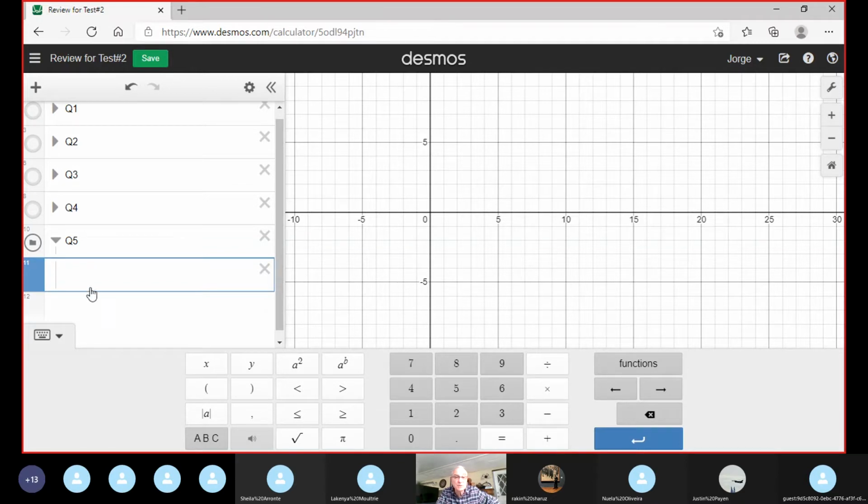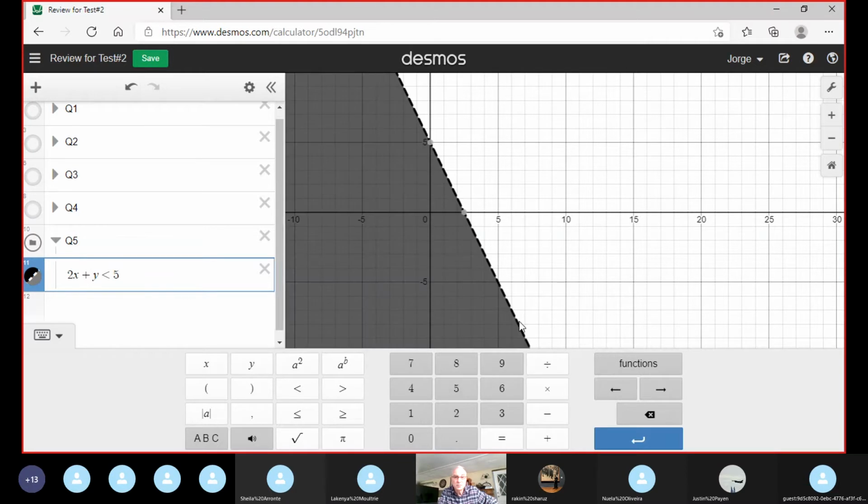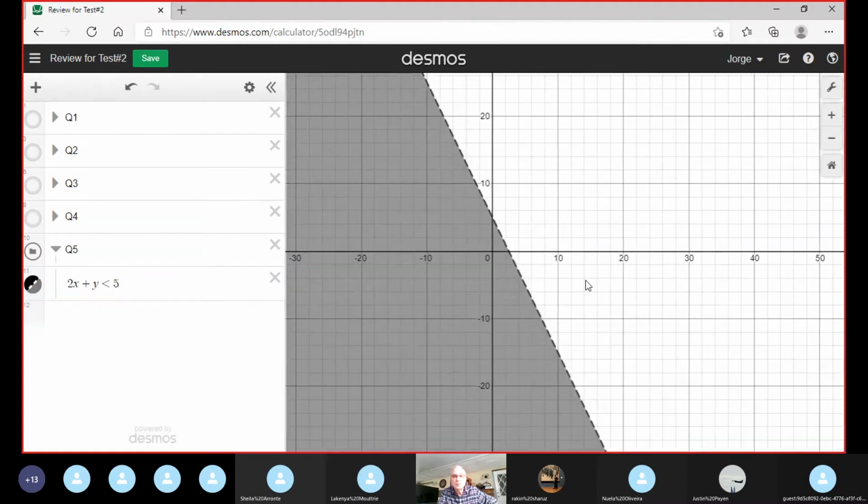And the inequality is 2x, the first one. You copy exactly the same. No isolating y, nothing. 2x plus y less than 5. Boom. Something like that. Below.